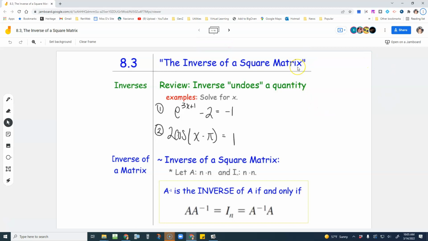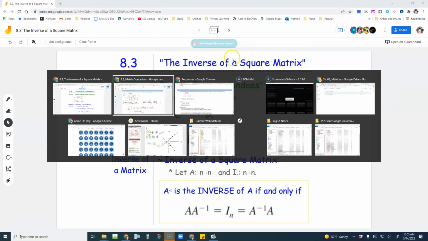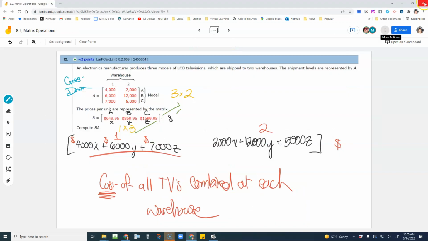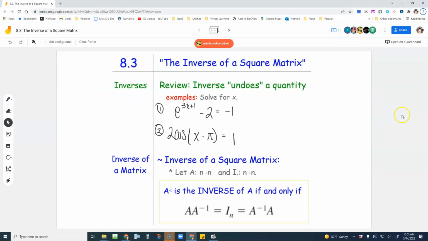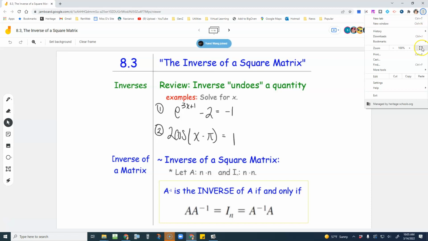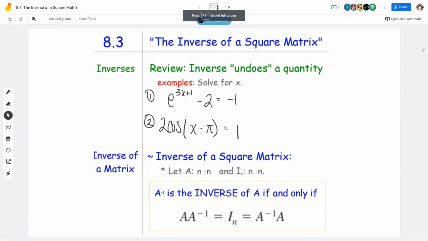Yes. Here we go. 8.3, how did inverses go? Just the idea of inverse, nothing to do with the matrix yet, just the idea of inverse. P.S. You are going to want your graphing calculator out and ready to go. You want your notes out and ready to go.